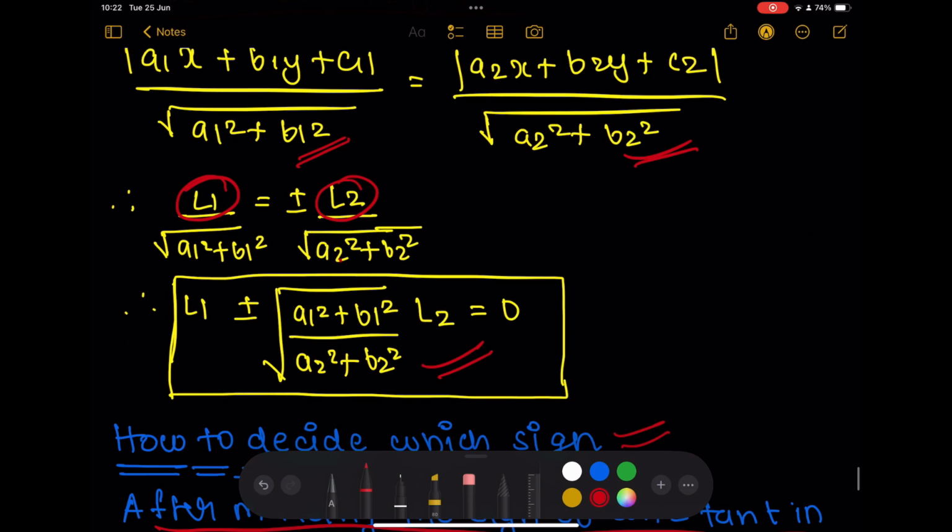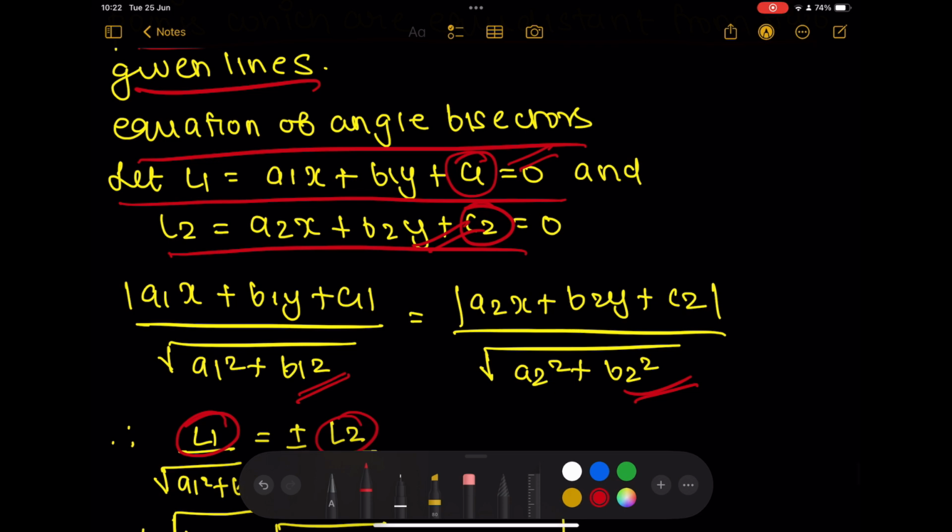I'll explain one more time. If you have two lines L1 and L2, and you want to find the obtuse angle bisector, which sign will you be taking? That is the question right now. For that, first make the sign of C1 and C2 the same, then calculate the value of a1 a2 plus b1 b2.